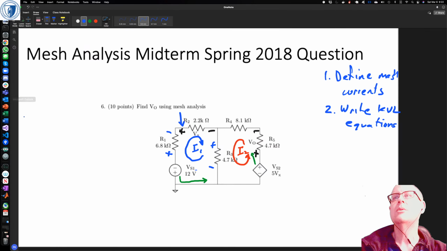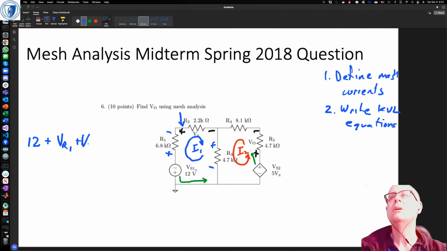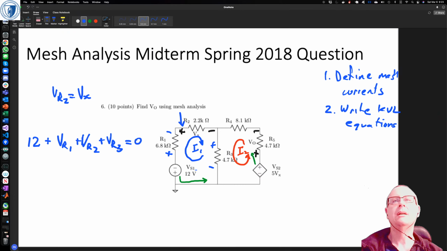we need to write KVL equations. So on the blue side of the loop, we're going into the positive side of the voltage source, and then we've got VR1 and then plus VR2, and in this case VR2 equals Vx, right? We're using the same polarities, and then plus VR3 equals 0. So that's our KVL equation for I1, and then we can do a KVL equation for I2.